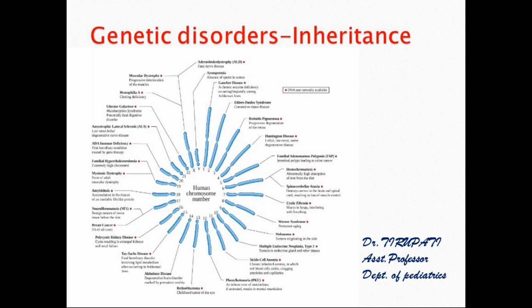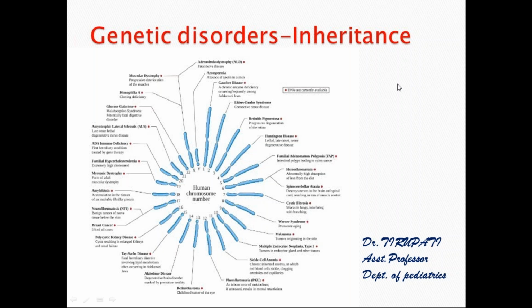Some chronic diseases. See this picture. How many chromosomes do you have? How many autosomes? Anybody there? Roll number 30. Absent. Roll number 51.